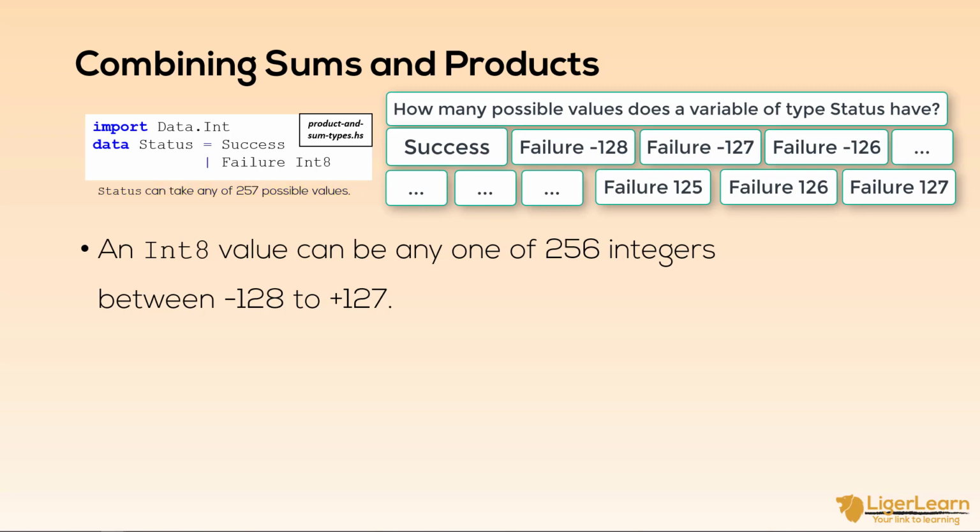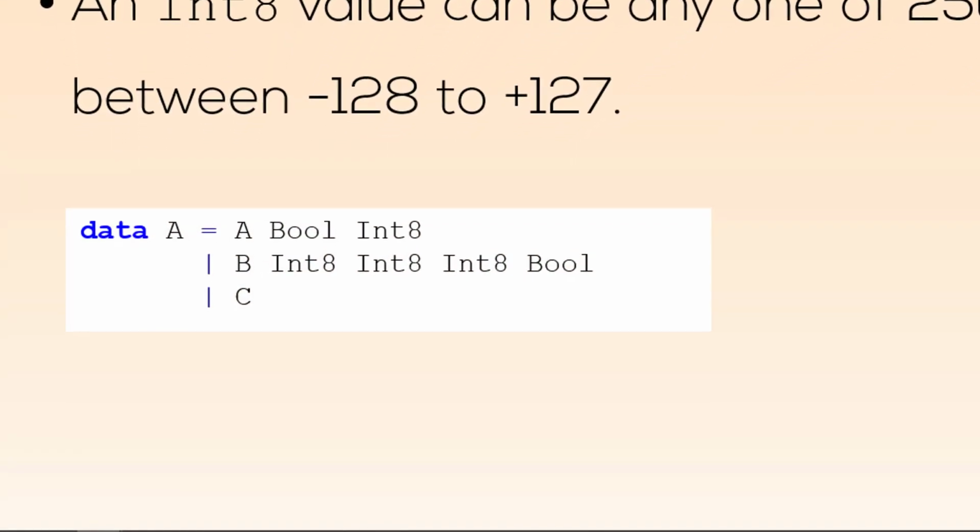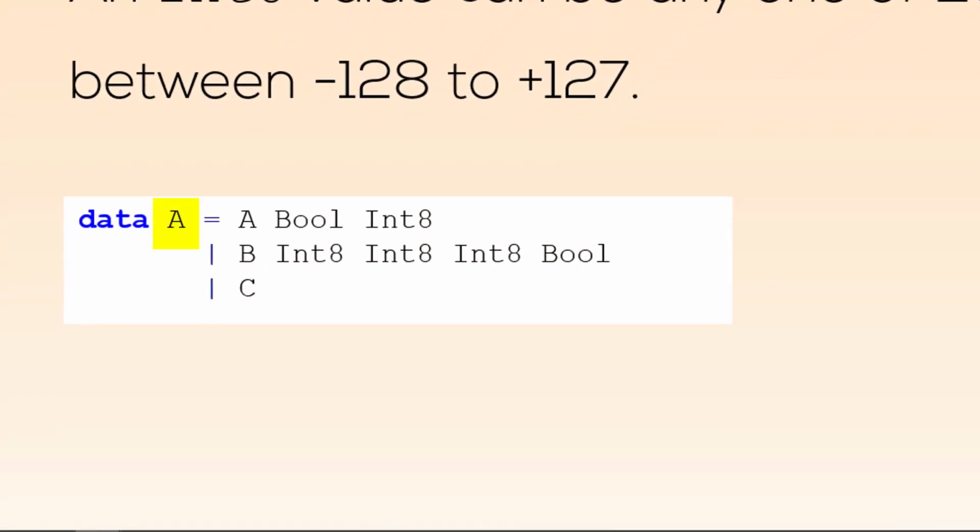Let's have a look at another contrived example. Here is a data type which we are defining called A, which can be either an A, B or C. Since there are multiple constructors, we know A is a sum type, and since two of the constructors A and B take parameters, we also know it is a product type. So, now the same exercise for this new type. How many possible values can A take? This one is slightly more difficult than the previous one, so I'll pause for a few seconds.